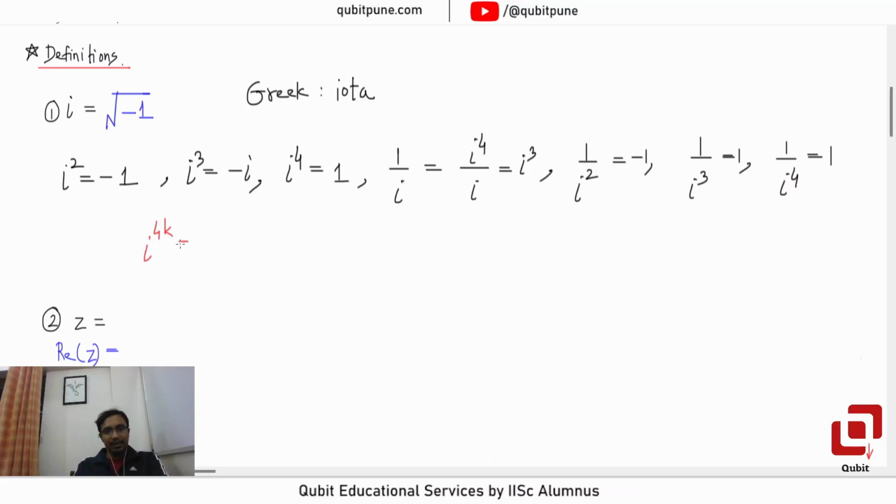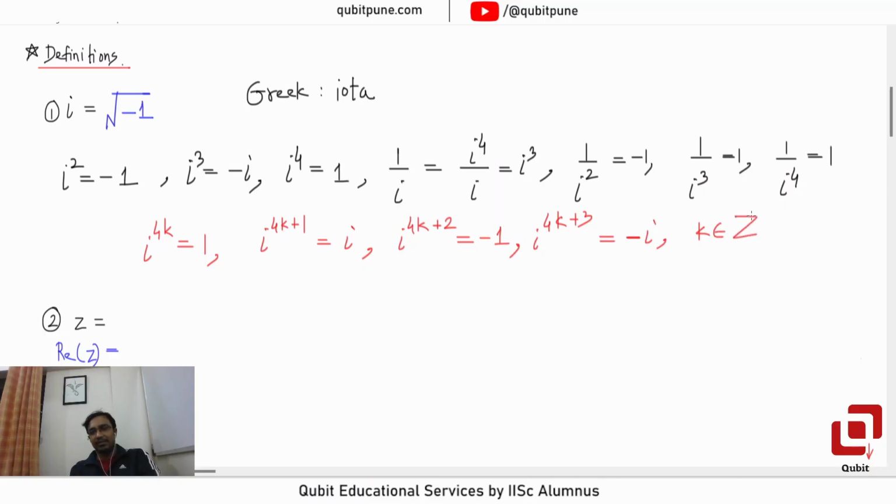That i raised to 4k is always 1. i raised to 4k plus 1 is always i. i raised to 4k plus 2 is always... wait, I think I made a mistake. This should be -1, and i raised to 4k plus 3 is -i, where k belongs to the set of integers, both positive and negative. Have you followed this?